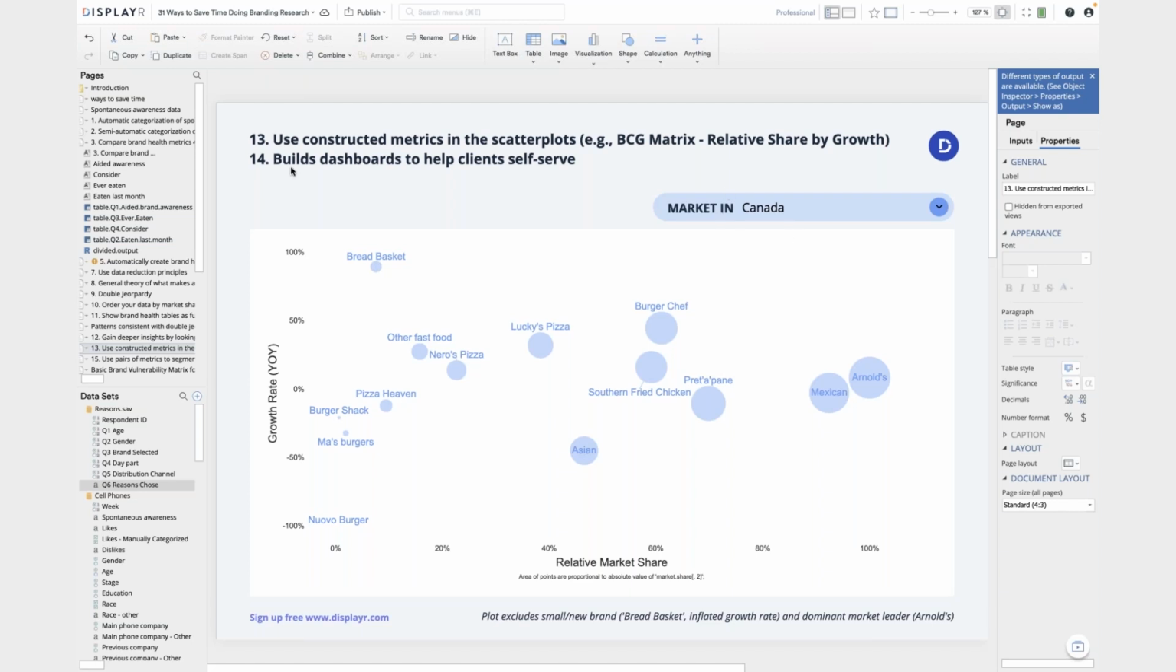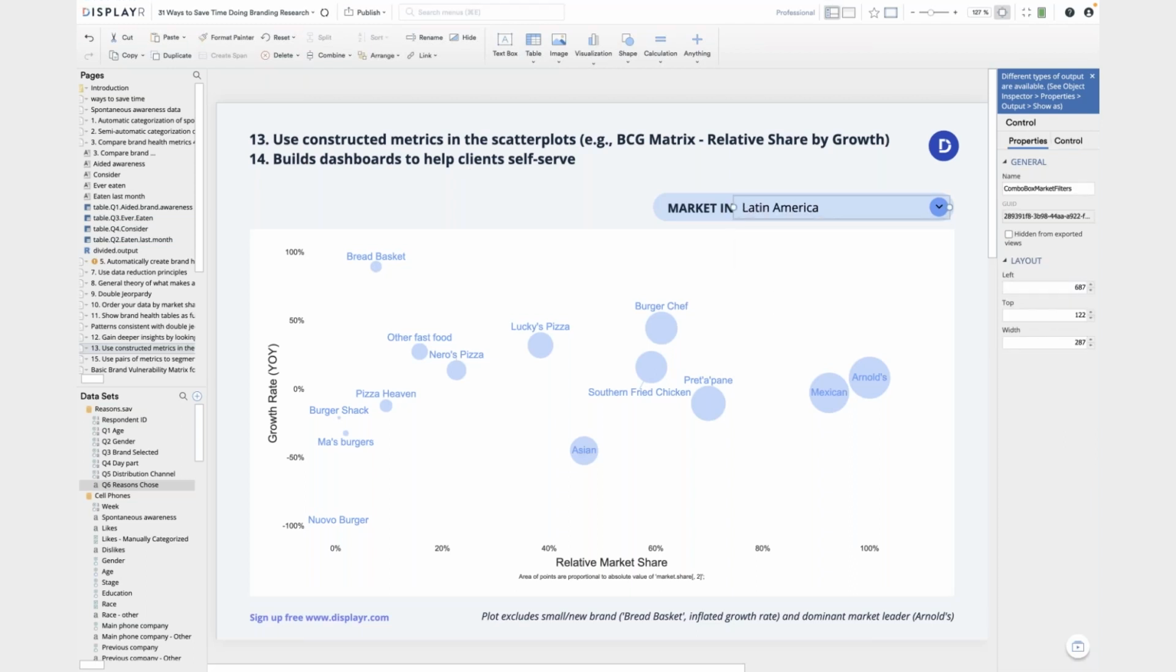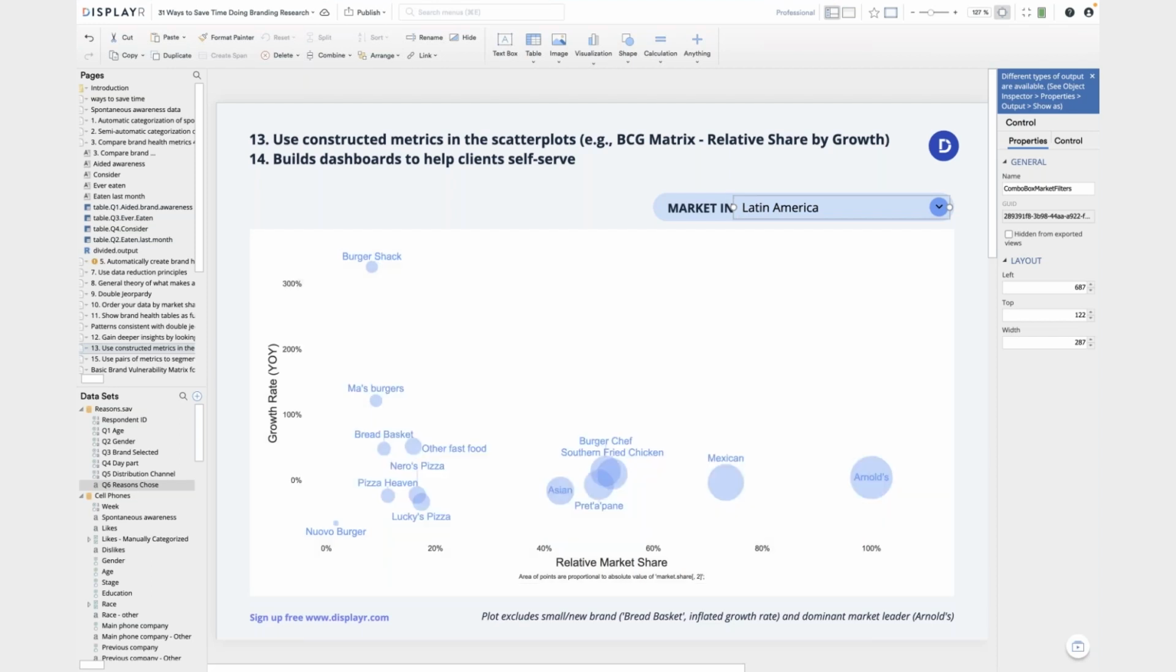And we get to recommendation 14, which is build dashboards to help clients self-serve. So the client can answer questions like, what's the story in Latin America? In which case they learn that in Latin America, actually Burger Shack is absolutely killing it.